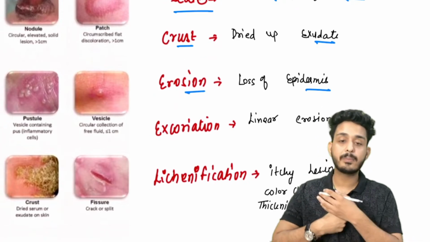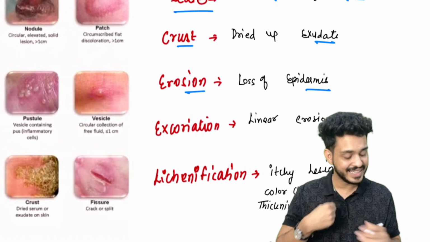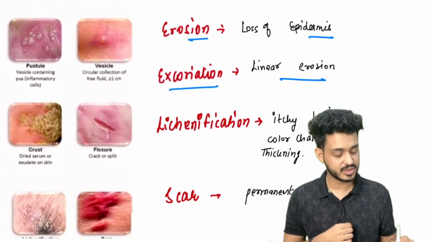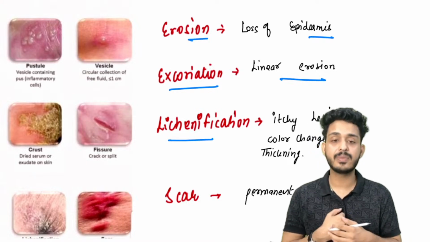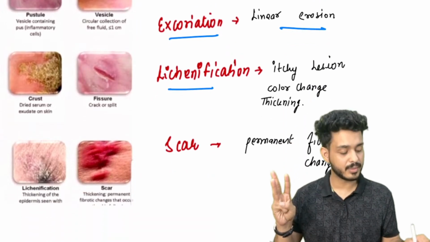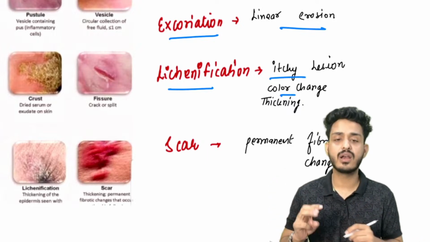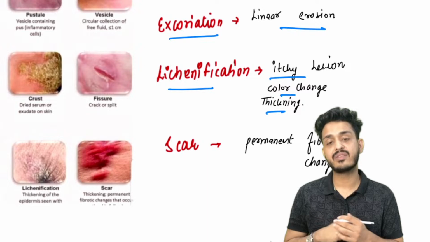When this loss of epidermis is linear, we call it excoriation. Linear erosion is known as excoriation. What is lichenification? What will happen in lichenification? Three things you have to remember. It can be itchy, it will have some kind of color change, and it will have thickening.